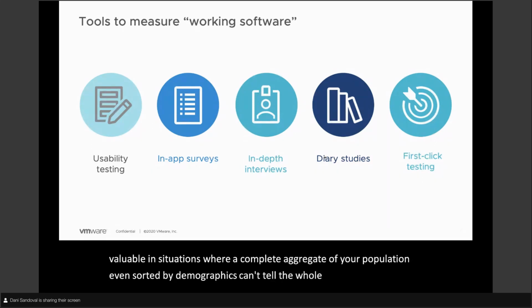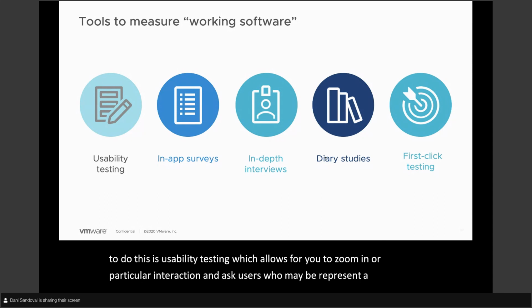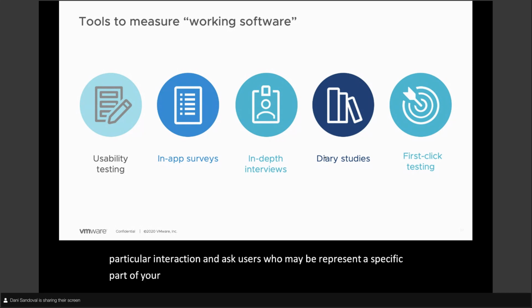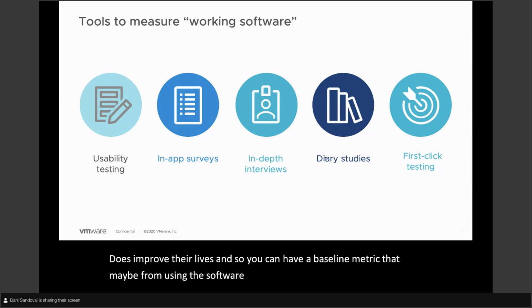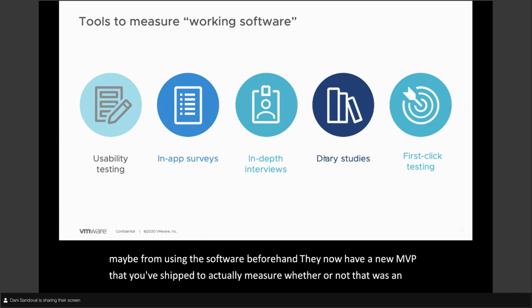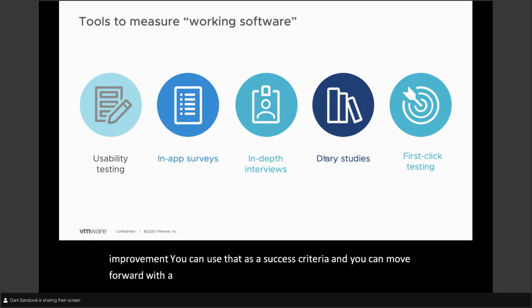And so one way to do this is usability testing, which allows you to zoom in on a particular interaction and ask users who maybe represent a specific part of your population to go through a number of tasks to validate that the thing that you're shipping actually does improve their lives. And so you can have a baseline metric from using the software beforehand, and they now have a new MVP that you've shipped to actually measure whether or not that was an improvement. You can use that as a success criteria, and you can move forward with a positive, usable piece of software.